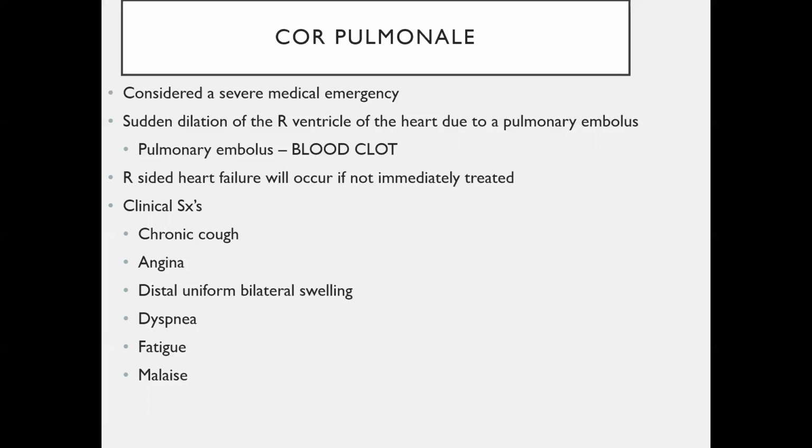So if a patient suddenly gets a chronic cough that goes along with angina, and then uniform bilateral swelling, dyspnea, shortness of breath, fatigue, and malaise, they're probably going into cor pulmonale, and they need to get into a hospital to determine where their blockage is occurring.